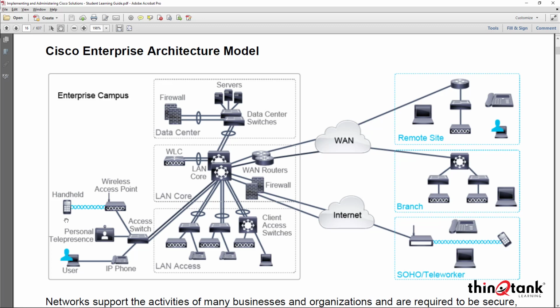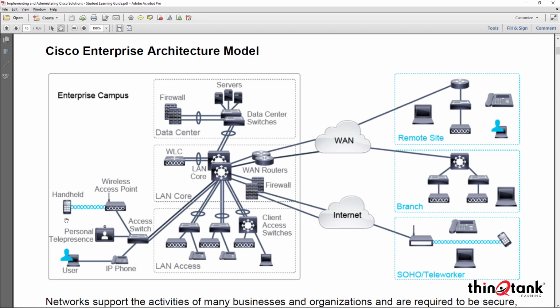Inside the enterprise campus, you might have a LAN access module, you might have a core module, and even in between that, you might have something called the distribution module. Traditionally, that's what Cisco has always promoted, a 3-layer hierarchy, core, distribution, and access, and we'll certainly see some of that later on. You might have a data center component. You might have a remote access or VPN component that's attached to the WAN.